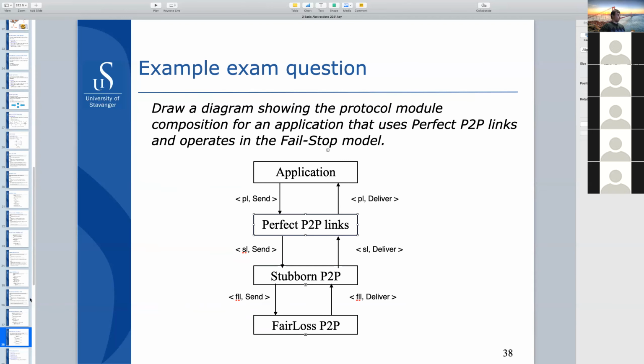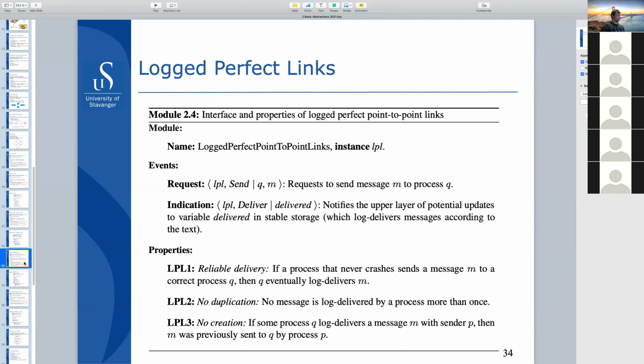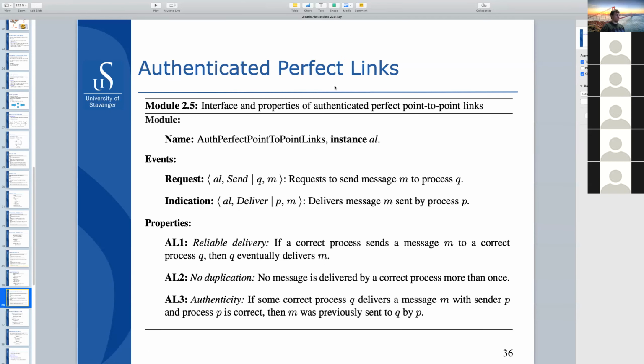So different algorithms, such as the log perfect links, consider the fail-recovery model, and the authenticated perfect links consider the arbitrary fault model.